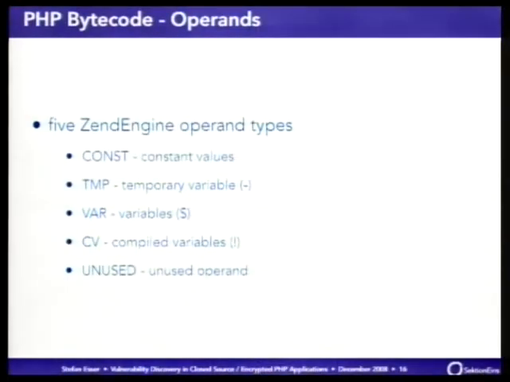The next thing is there are so-called temporary variables. These are for storing intermediate results of multiplications, additions, concatenations, and all the intermediate variables used by the engine. Then you have an operand type which is called var. These are the variables. So these variables are like references to real PHP variables. So when you see this kind of operand used, it's usually the reference to a real PHP variable.